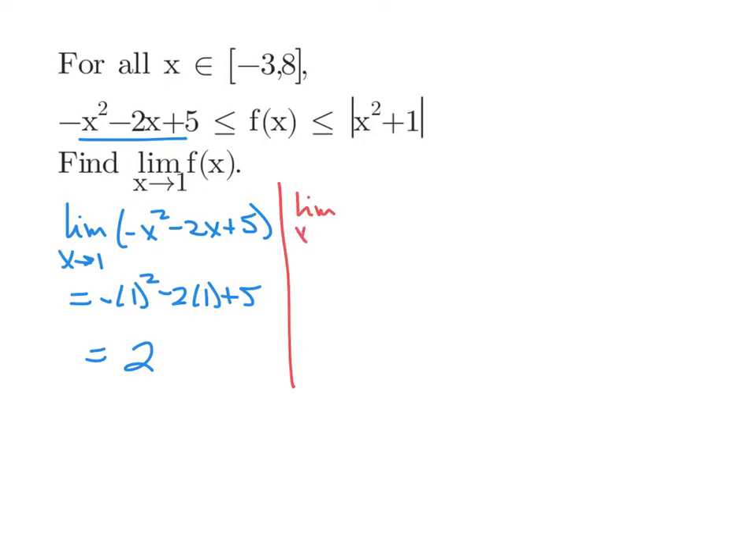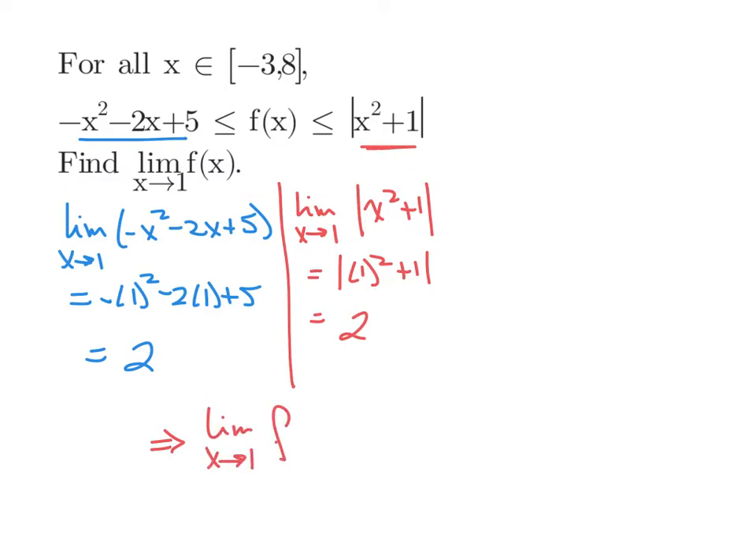So let's take a look at the limit as x approaches 1 of absolute value x squared plus 1. Well, x squared plus 1 is continuous, smooth, over its entire domain. Absolute value just makes everything positive, which it was going to be positive anyway. So we can just use direct substitution. And absolute value of 1 squared plus 1 is also 2. Right? Since f of x is in between those two functions and their limits are equal, that means the limit as x approaches 1 of f of x would also have to be 2.